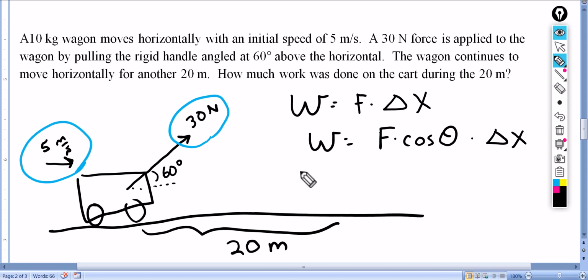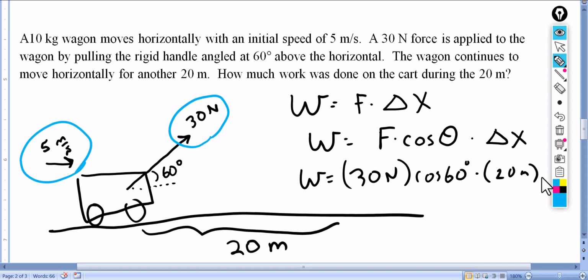So in this case, we would say that the work being done on the cart is going to be the 30 newtons times cosine of 60, right? That's because if we were to go ahead and draw our triangles, this is Fx, this is Fy, and Fx is going to be F times cosine theta, Fy is F times sine theta, and we want that parallel horizontal component.